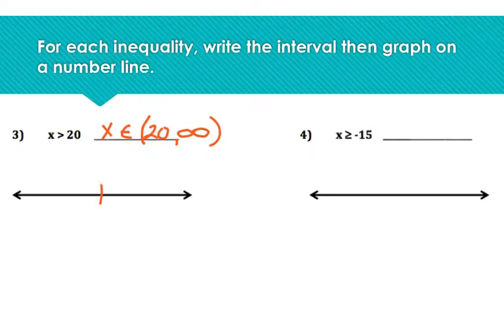Now to graph, we have 20 in the middle, 21 to the right, 19 to the left. We'll have an open circle, and the arrow goes right to infinity.